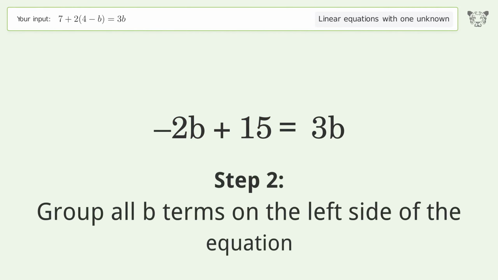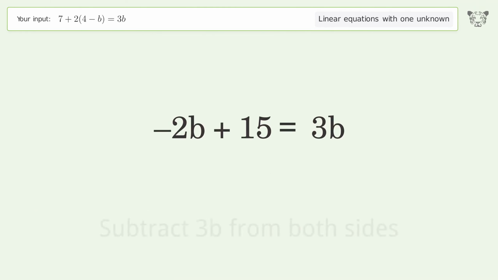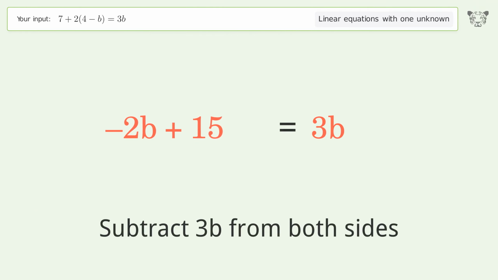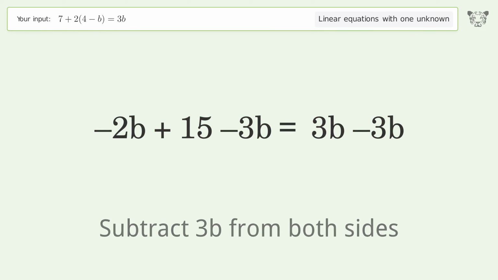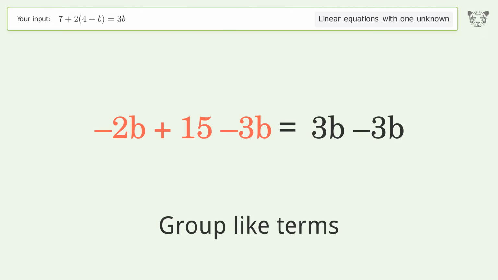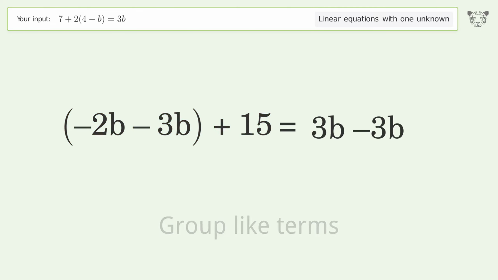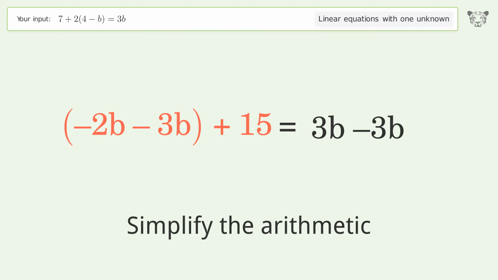Group all b terms on the left side of the equation. Subtract 3b from both sides. Group like terms. Simplify the arithmetic.